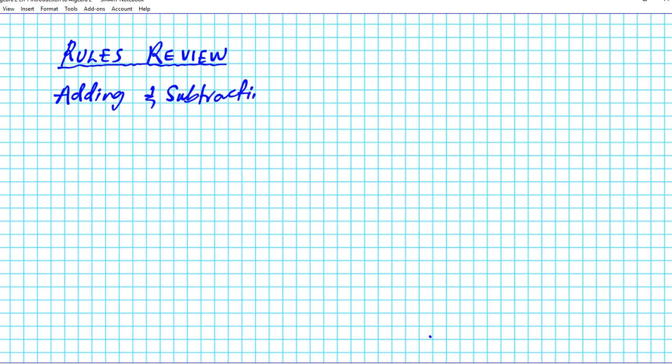Alright, so we're going to start with our rules review. These are some important rules that you need to have mastered in order to be able to accurately apply the order of operations in simplifying arithmetic expressions. So the first one has to do with the rules for adding and subtracting integers. Adding and subtracting integers. Alright, so what's the rule for adding and subtracting integers?